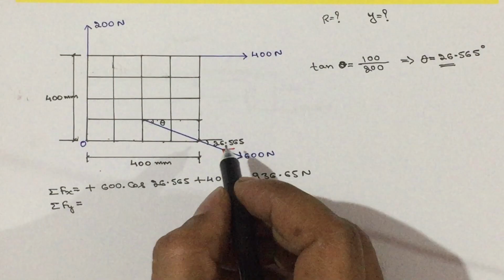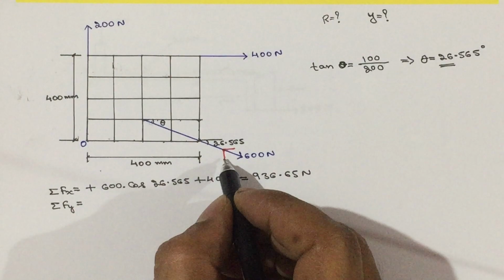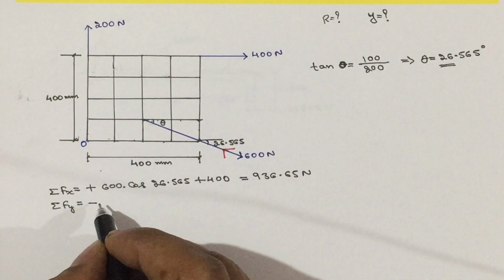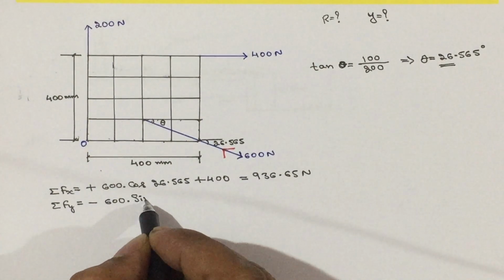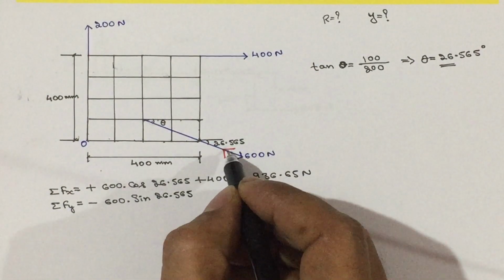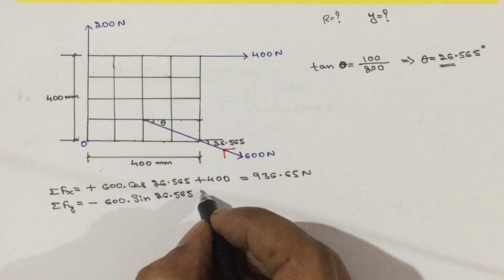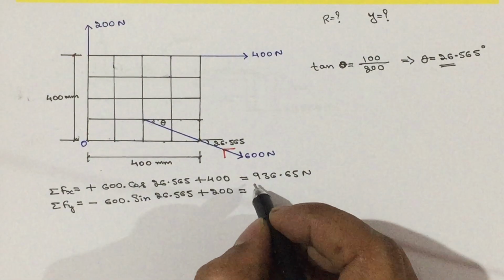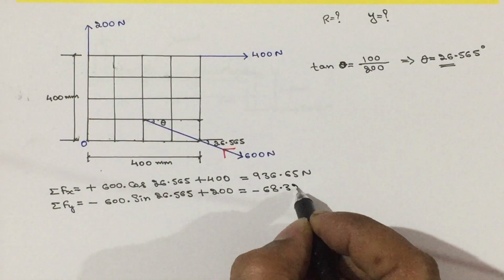Then calculate sigma fy. Sigma fy is nothing but only the vertical forces and vertical components. Here the vertical component is going downward, so it is minus, and the component is f sin theta, 600 into sine of the horizontal angle 26.565. Horizontal components and forces we leave. Vertical force going upward, so it is plus 200. Once you calculate, you get minus 68.32 Newton.